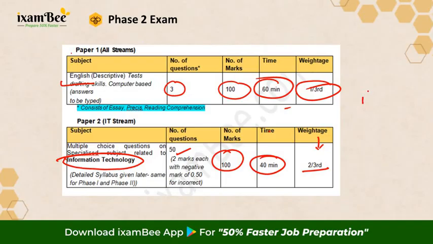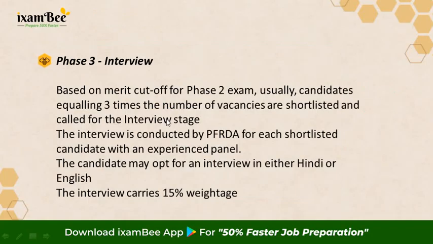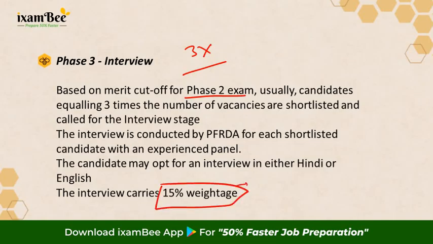And one important thing, the Phase 1 will be qualifying in nature and the Phase 2 will contribute to the merit section. Now the interview: those candidates who qualify the Phase 2 exam are called for the interview, and 3 times the number of vacancies candidates will be called for interview and the interview weightage is 15% in the overall cutoff.